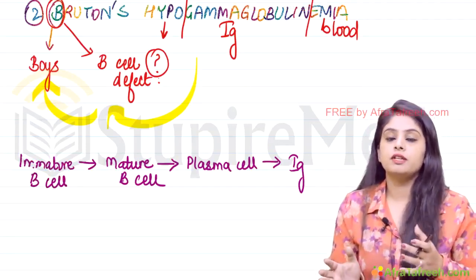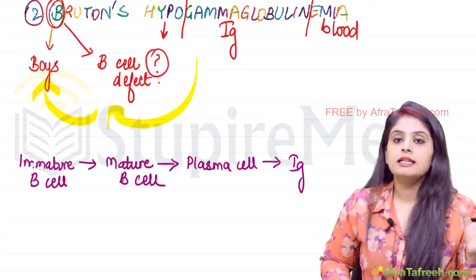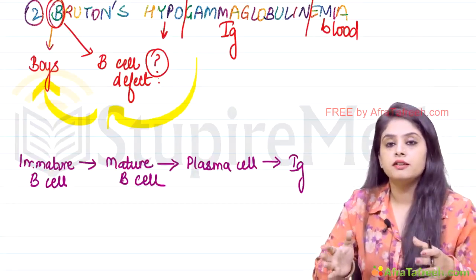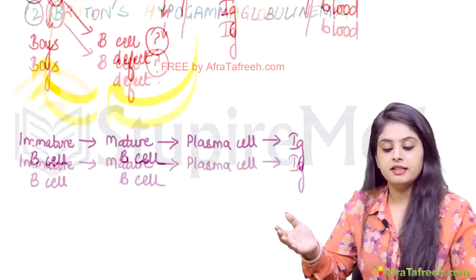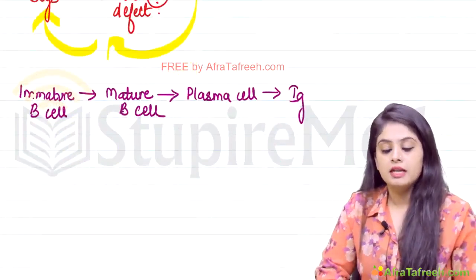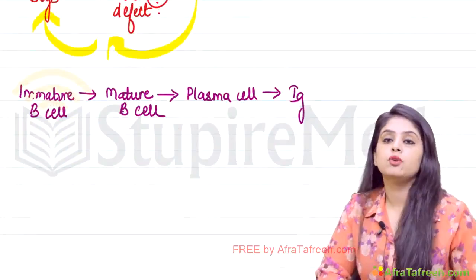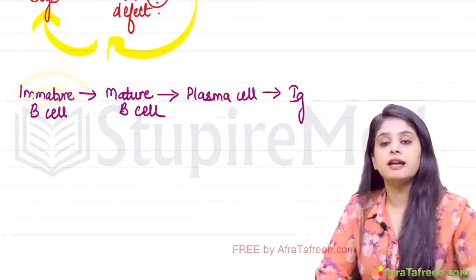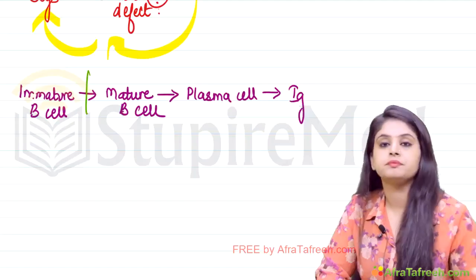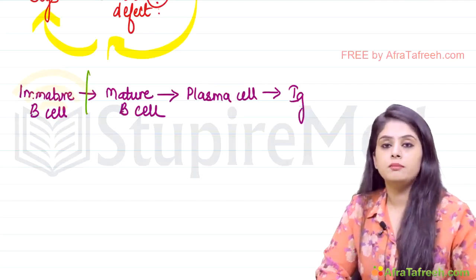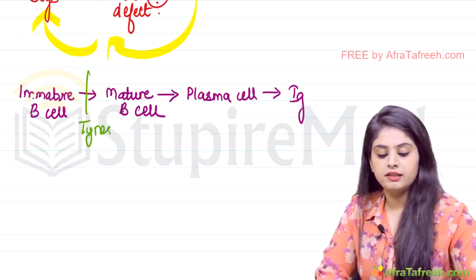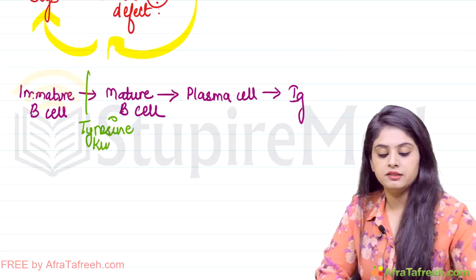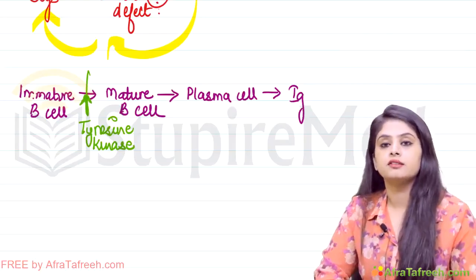Now go in the forward direction. We have an immature B cell, then it forms a mature B cell. From there, it differentiates into a plasma cell. Plasma cell then forms immunoglobulins. Now I am saying that there is a decrease in immunoglobulin because there is a B cell defect. So where exactly is the B cell defect? At this step. When conversion of immature B cell into mature B cell happens, this requires an enzyme called tyrosine kinase. This step is carried out by tyrosine kinase.